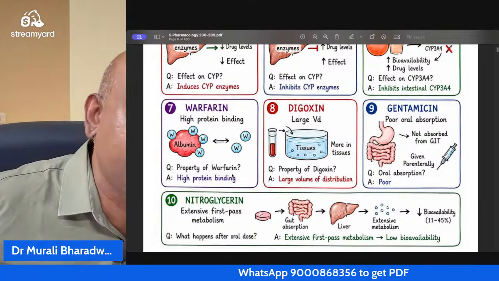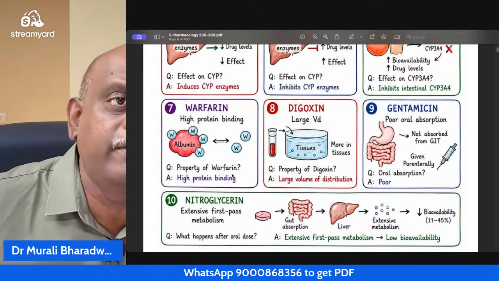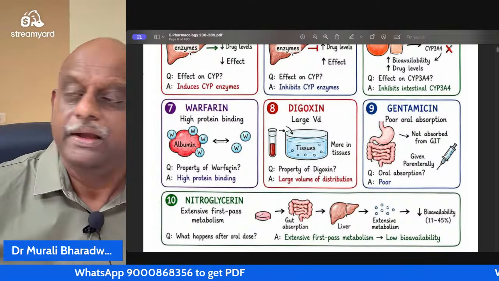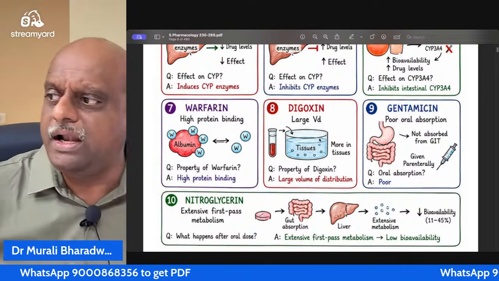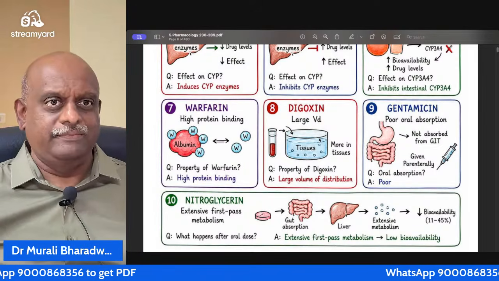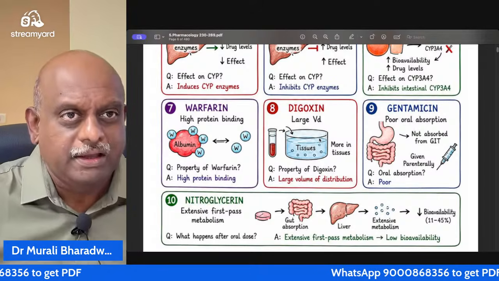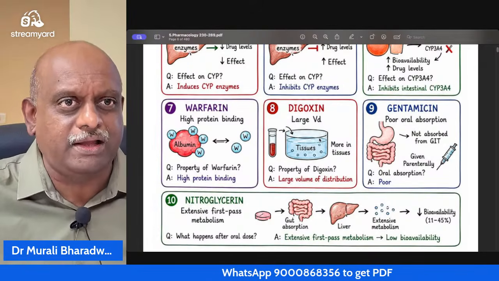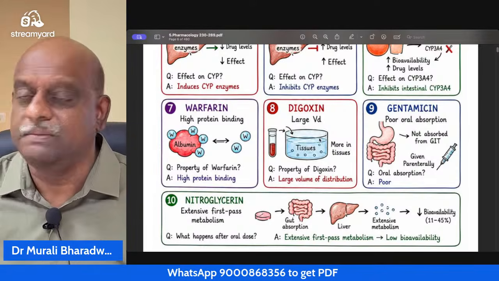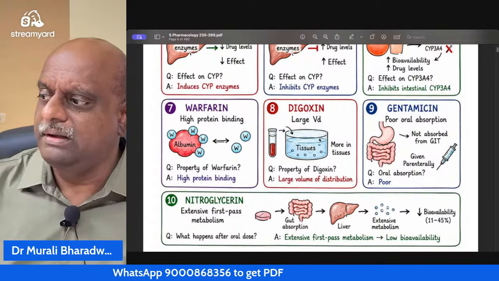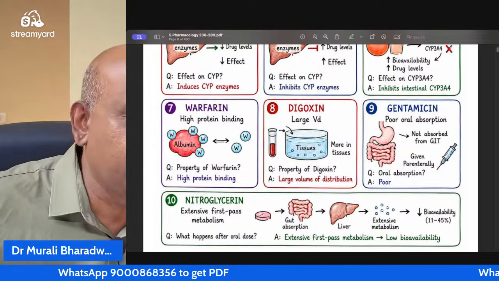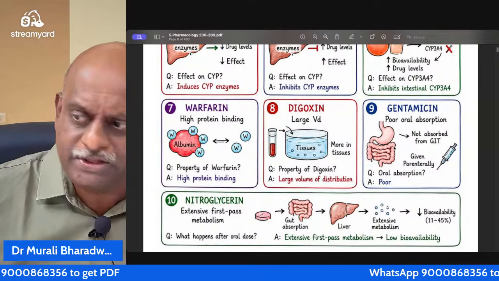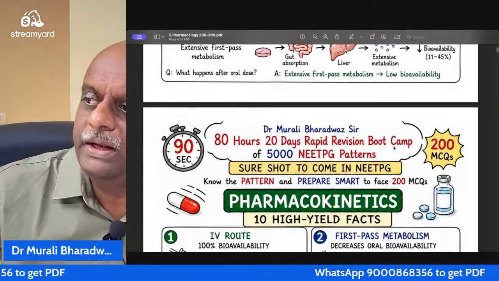A high protein binding drug typically will have a very low volume of distribution, is what we need to remember. Digoxin has a large volume of distribution because it is very easy to spread into the surrounding tissues. Gentamicin is a drug known for its poor oral absorption. Aminoglycosides especially is what we need to remember.